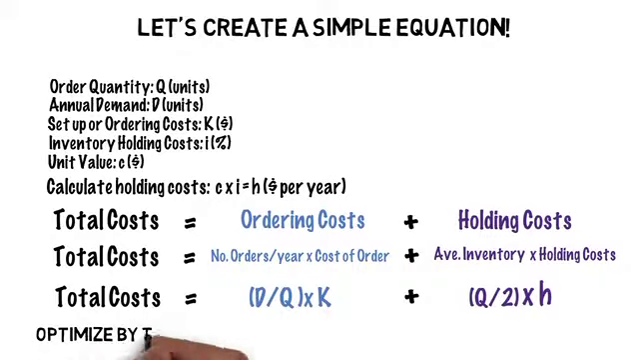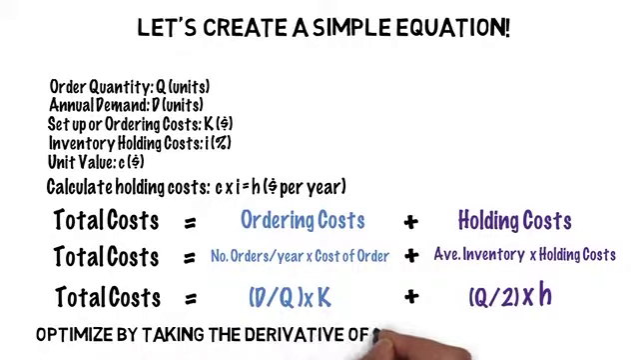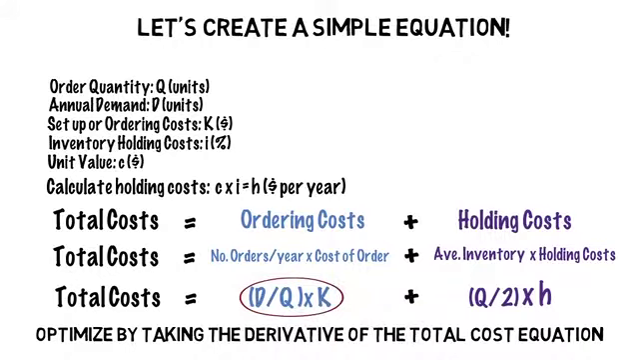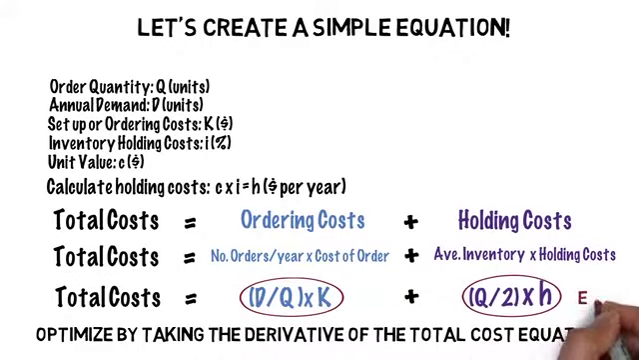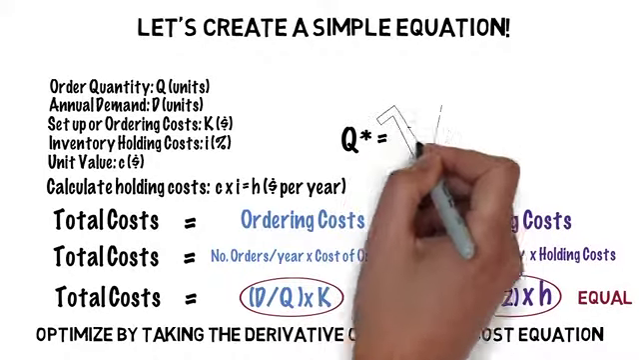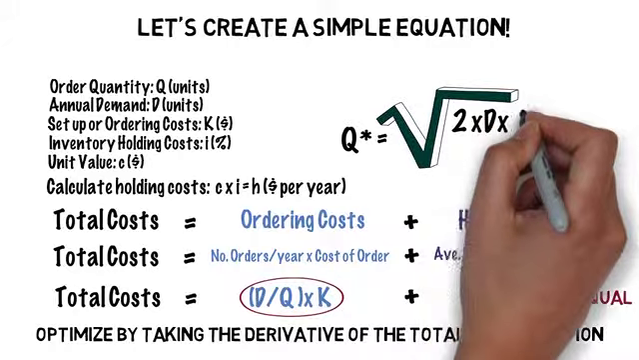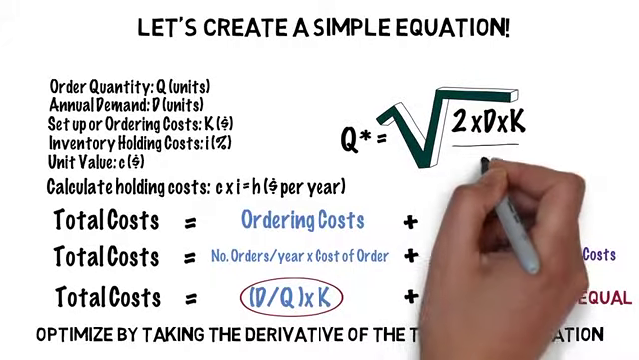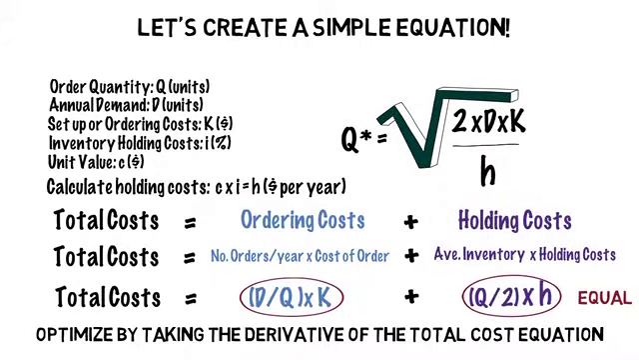You optimize your inventory by taking the derivative of the total cost equation. We aren't going to walk through the math, but we do want you to remember a very important point. The optimal order quantity occurs when your order costs and your holding costs are equal. The equation for Q is as follows. Q equals the square root of 2 times D times K divided by H. That's the square root of 2 times your annual demand times your order cost divided by your holding cost.